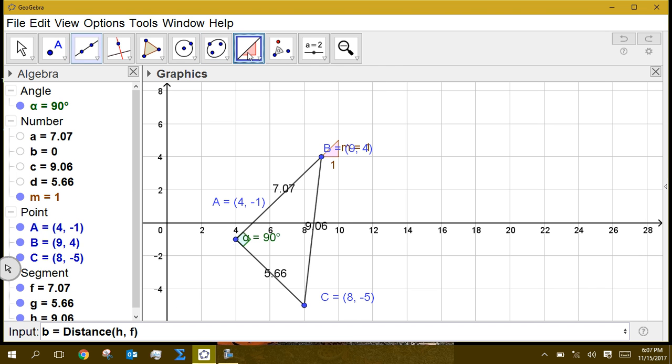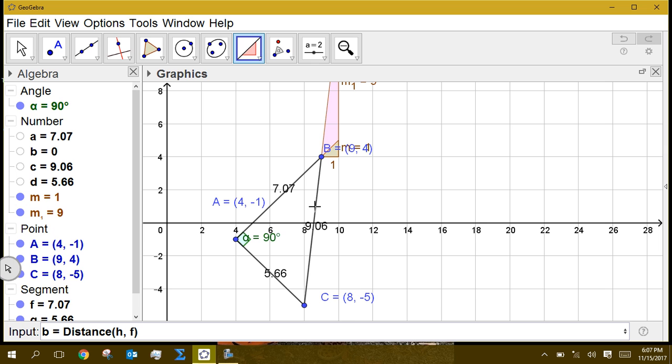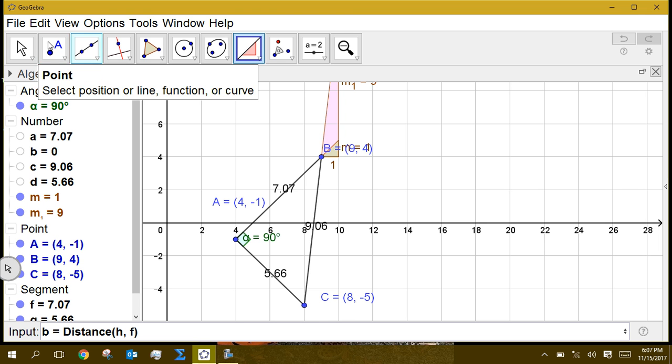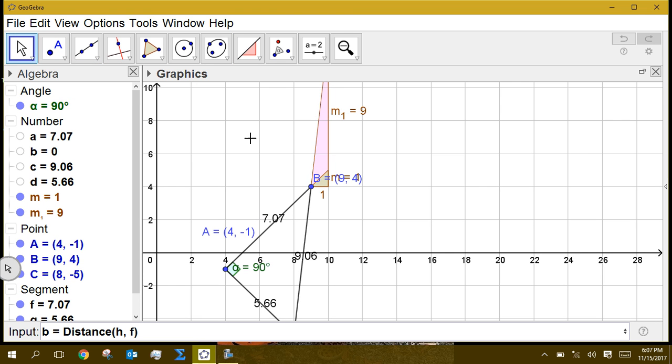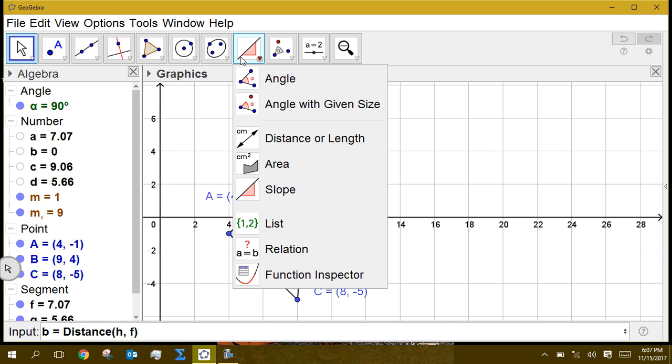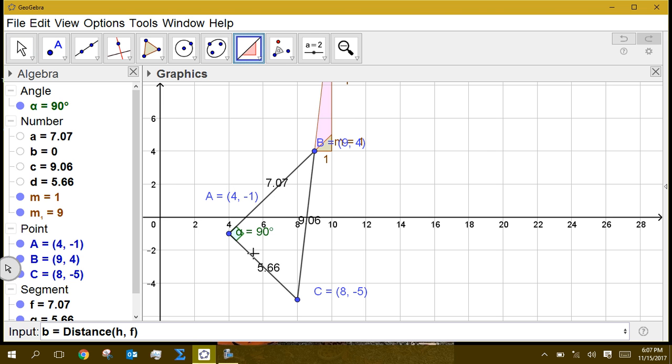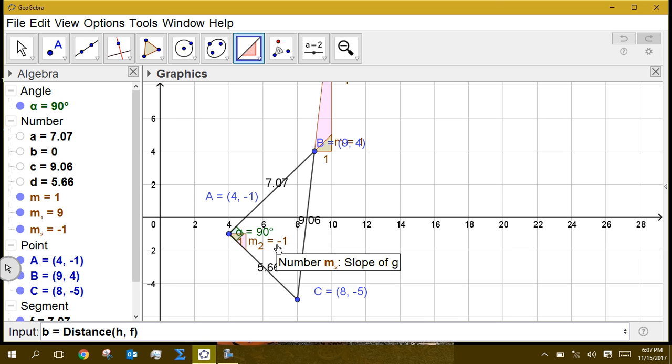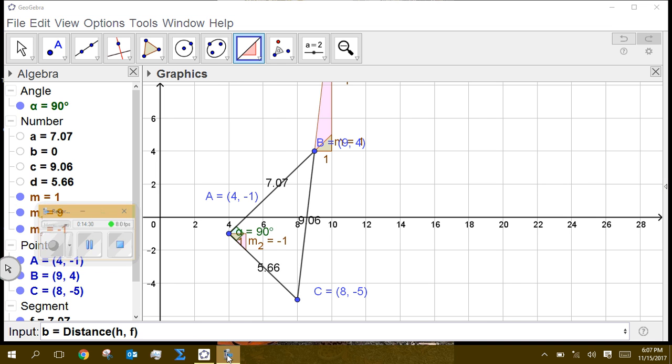I could then do slope again for this here, and we see, moving this a little bit, the slope was 9, which is what we found algebraically, and then the final slope is over here, which would hopefully be -1, and that's what we're seeing right there. So validation that everything we did by hand is appropriate.